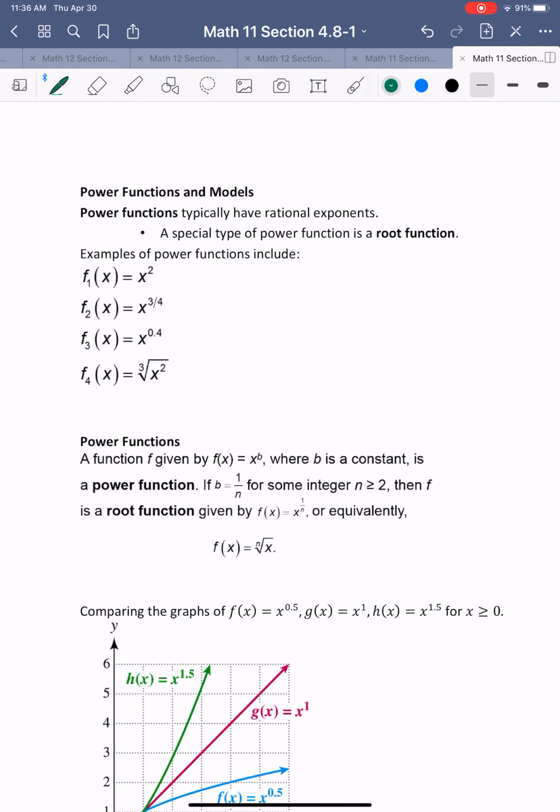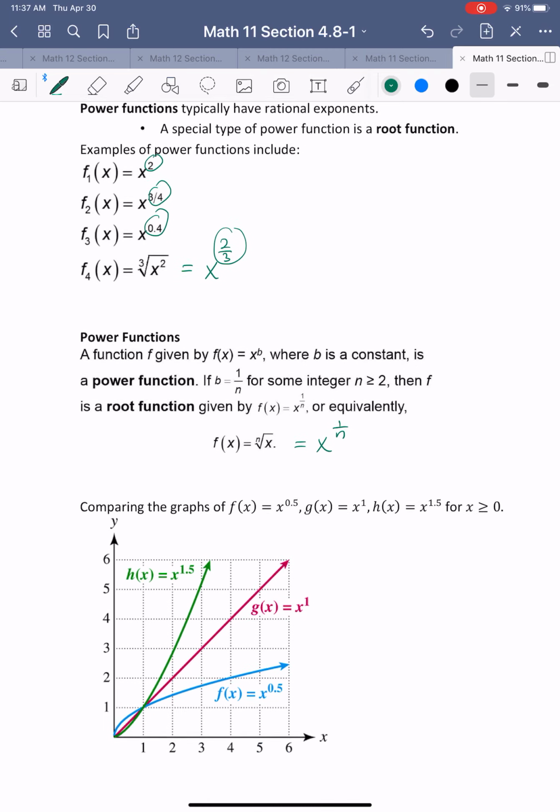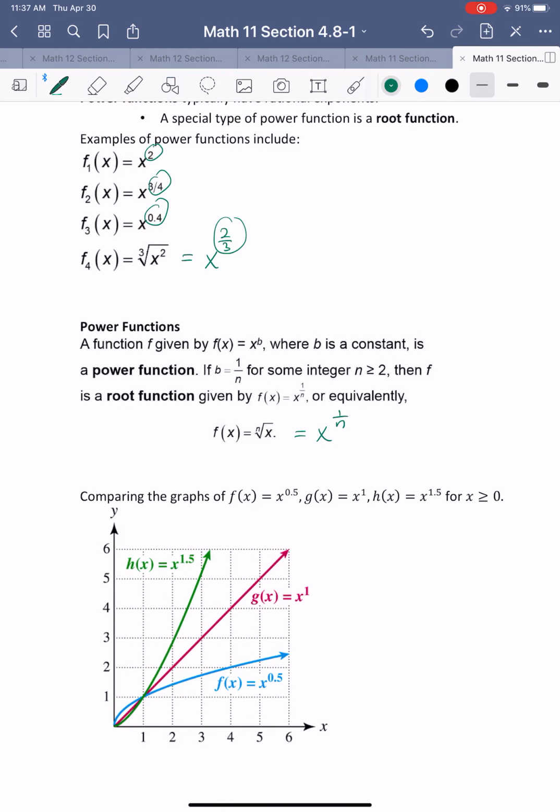All right, so now we have a power function and the model. Power function means that we have a power here, such as 2/3, 3/4, and 0.4, and this is actually x to the 2/3 power, right? The power function form of the root is x to the 1 over n. As a power, power 1 is of course a straight line because it's linear. When the power is greater than 1, the function goes this way, and when the power is less than 1, it goes this way. So a little bit different, right?